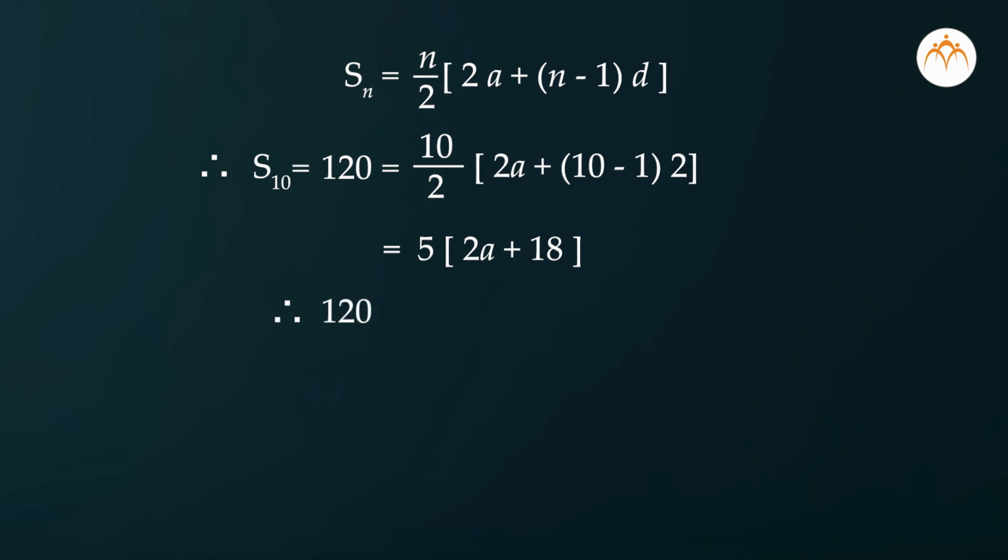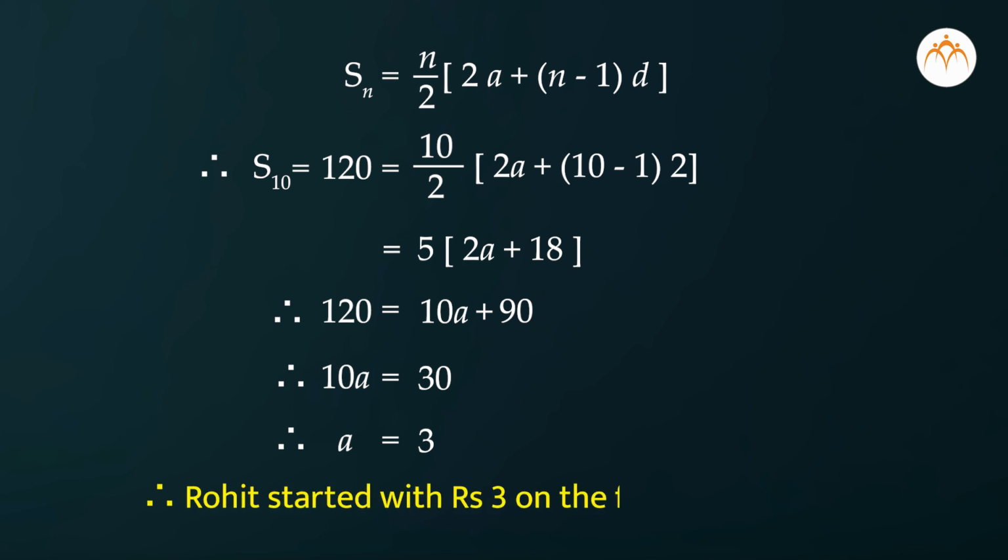Therefore, 120 is equal to 10a plus 90. Therefore, 10a is equal to 30. Therefore, a is equal to 3. Hence, Rohit started with rupees 3 on the first day.